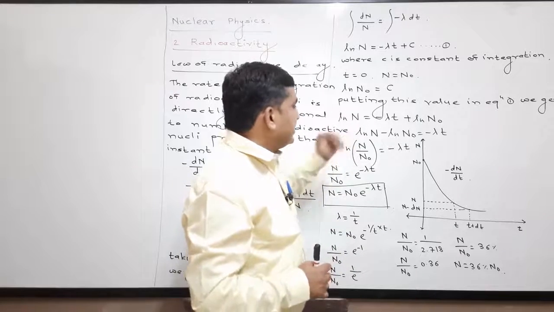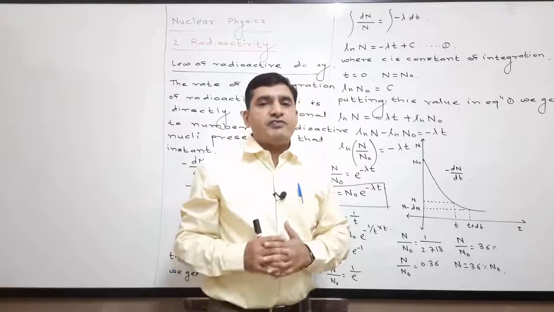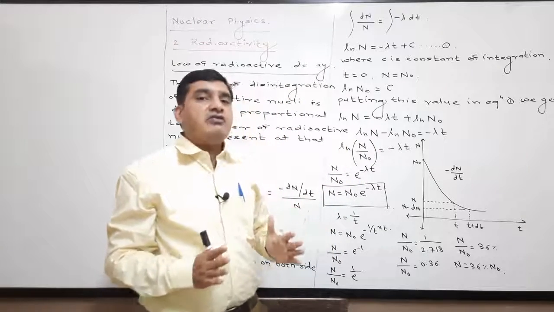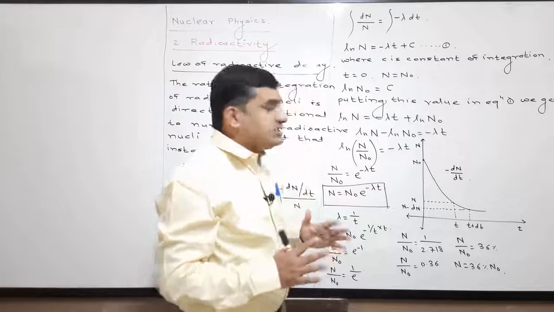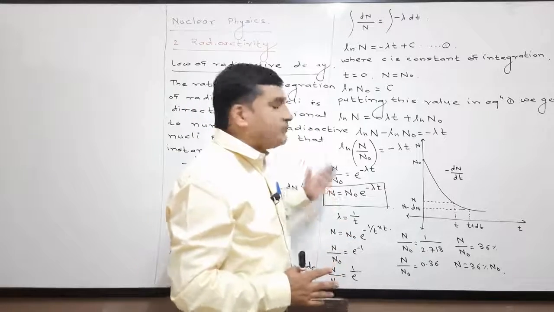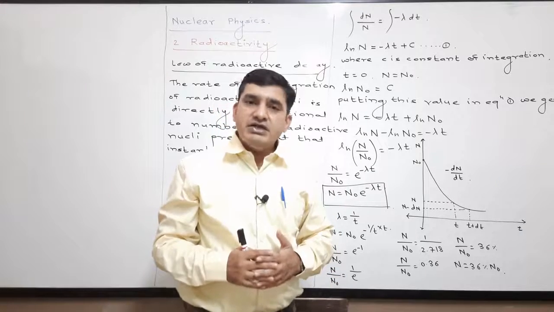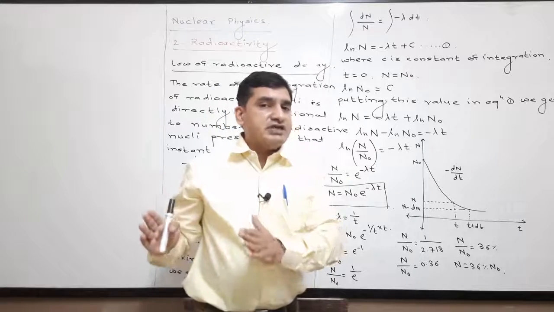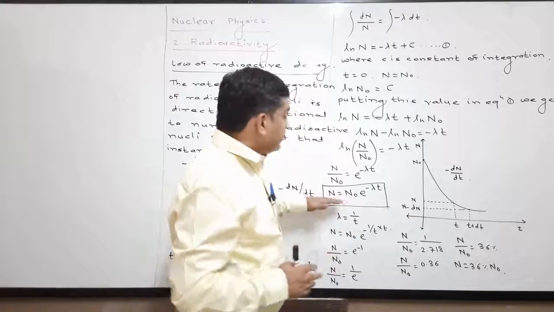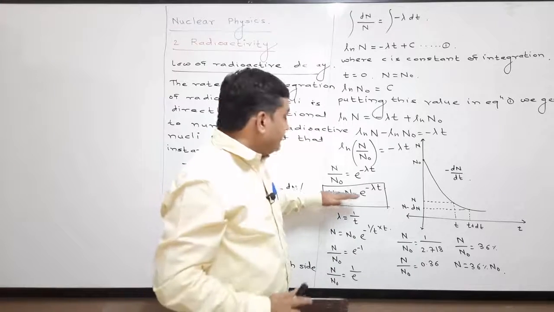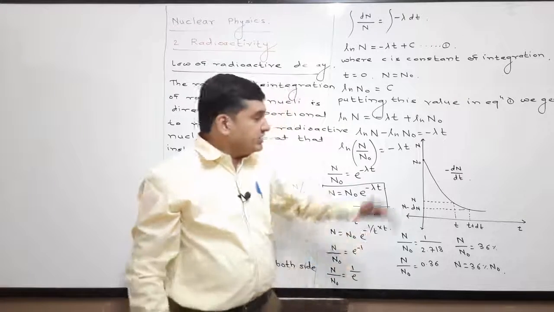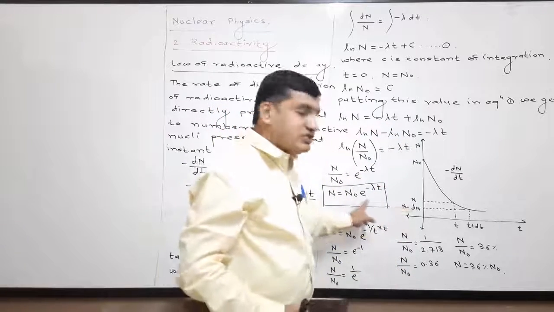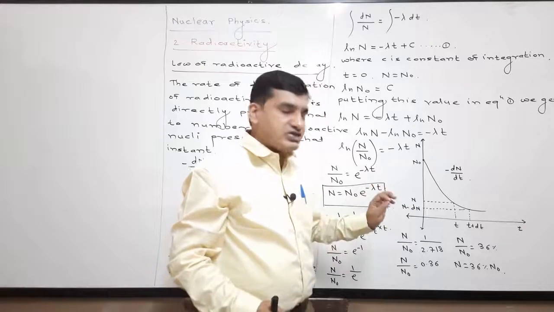This equation can also be written as ln of N minus ln of N0 is equal to minus lambda into t. Therefore ln of N upon N0 is equal to minus lambda t, and therefore N upon N0 is equal to e raised to minus lambda t. Therefore N is equal to N0 e raised to minus lambda t. This is the equation of radioactive decay, and from this equation we can say that the radioactive nuclei disintegrate exponentially with time, because this equation consists of the exponential term.